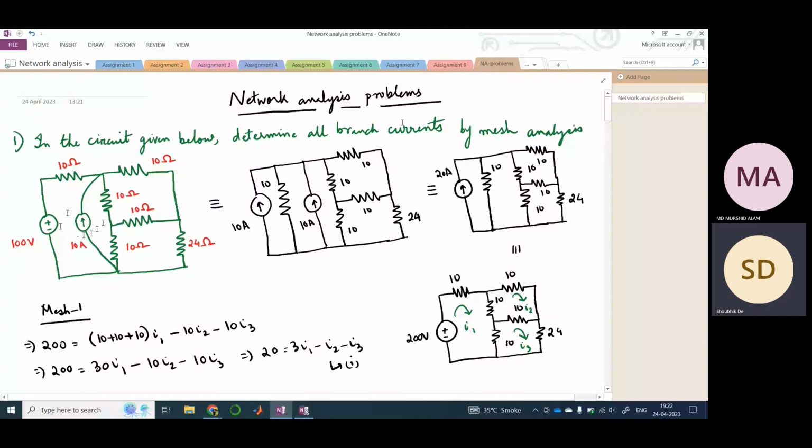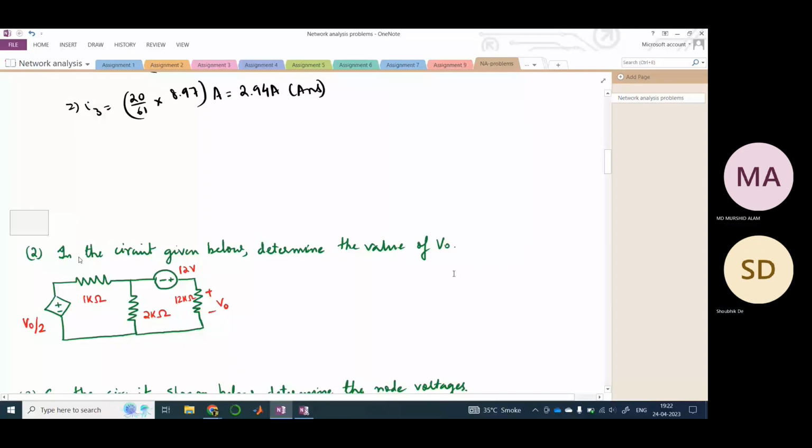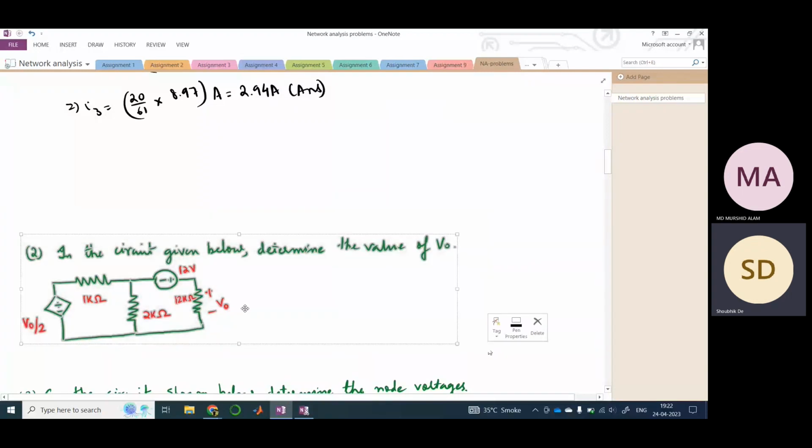So a slightly faster method would be to apply the source transformation, and you can certainly expect this type of question in the final exam. Maybe the circuit won't be as large as this, but this kind of source transformation would definitely be there. Okay. So fine, let us now move to the second question.